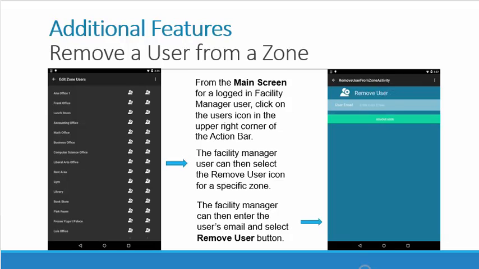To remove a user from a zone, the Facility Manager can select the user's icon from the main screen on the upper right corner of the action bar. The Facility Manager will then see a list of zones and must select the Remove User icon for the specific zone. The Facility Manager can then enter the user's email and select the Remove User button to remove the user from the zone selected.